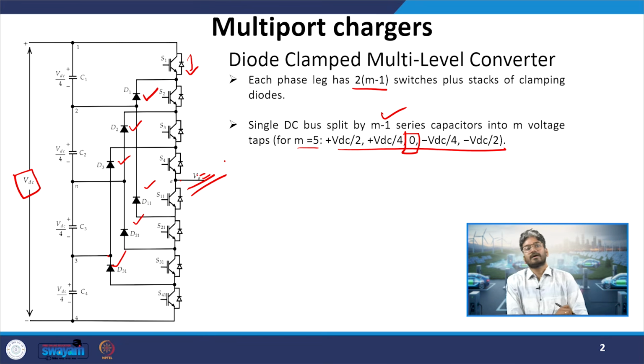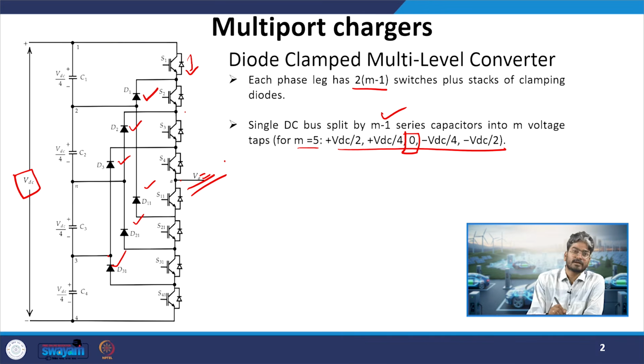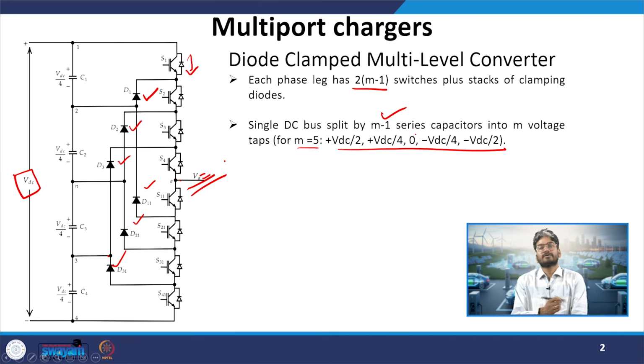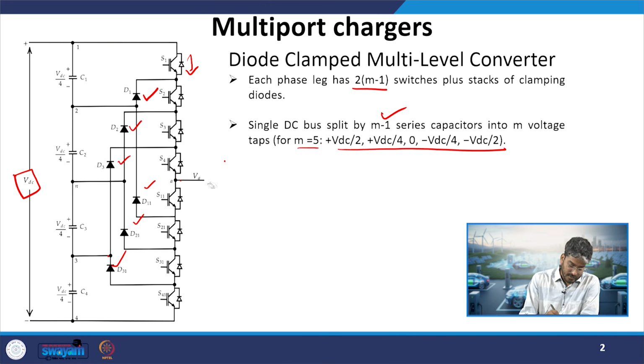So, why are we interested in increasing the levels? First, we will be avoiding the series connection of devices. Second, the more the number of steps, the more sinusoidal the waveform will be, and our THD will decrease. Our aim was to generate a perfect sine wave. So, if we have a higher number of levels, our THD will decrease. But the cost which we have to pay is that the more the number of levels, the more the device count in these circuits.